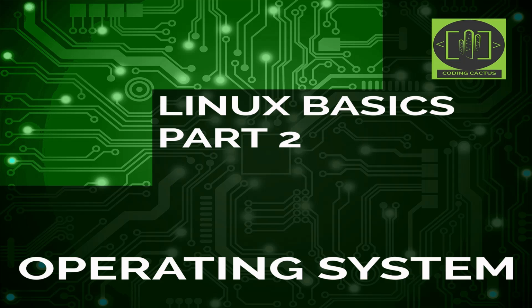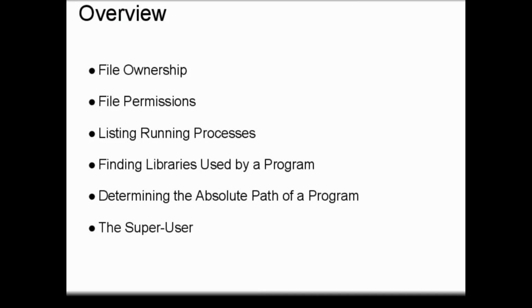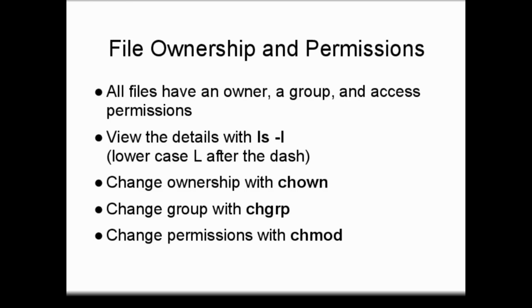In part 2 of this lecture, I will continue discussing the basics of utilizing a Linux system. In particular, I'll talk about file ownership, file permissions, listing running processes, finding libraries used by a program, determining the absolute path of a program, and discuss the role of the superuser on the system. First, we'll start with file ownership and permissions.